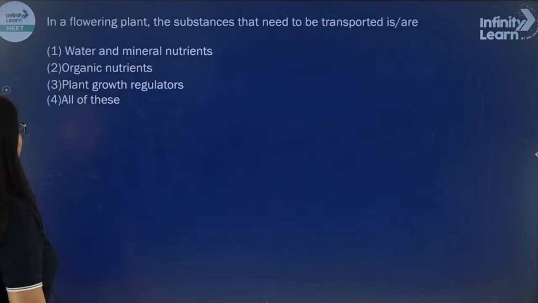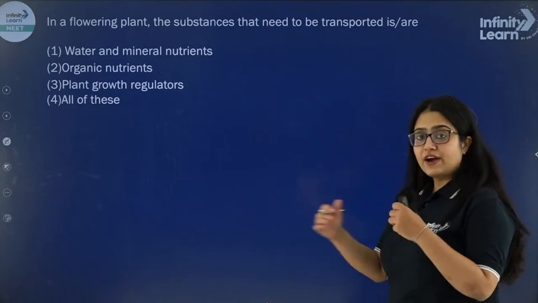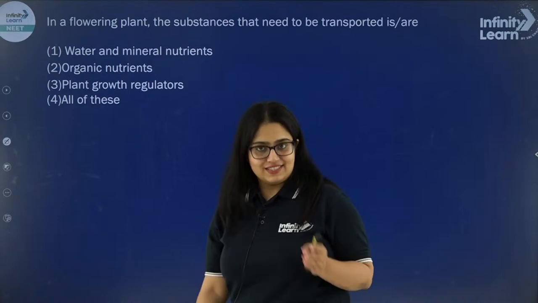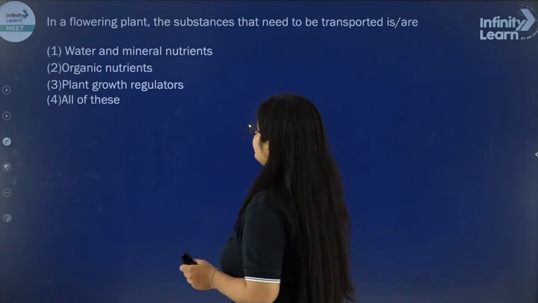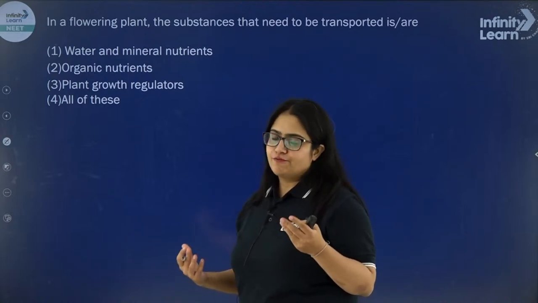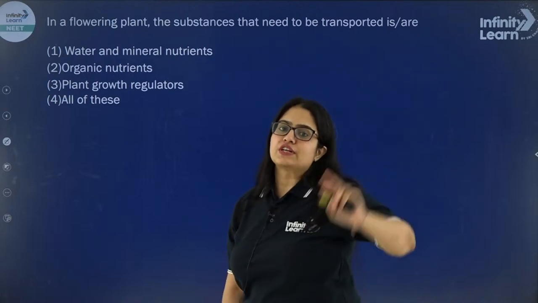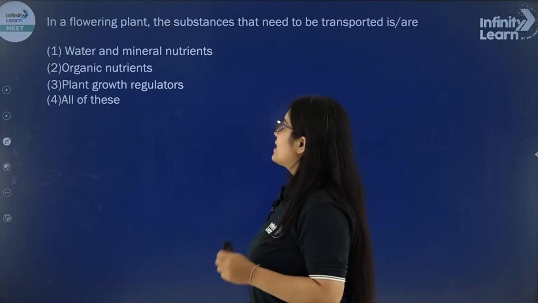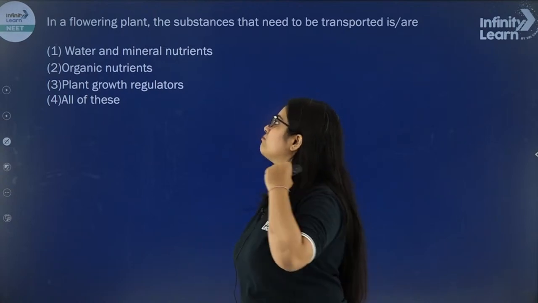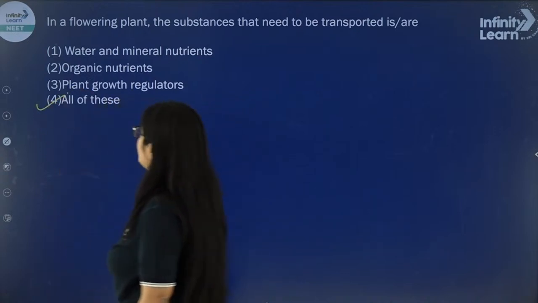Next, in a flowering plant, the substances that need to be transported are: water and minerals, definitely. Organic nutrients, yes, that is also true. And plant growth regulators, yes, because where they are formed is not always where they will be utilized. They need to be transported to the areas where their action is required. So water and mineral nutrients, organic nutrients and plant growth regulators all need to be transported inside a plant body. So your answer 4 is correct.